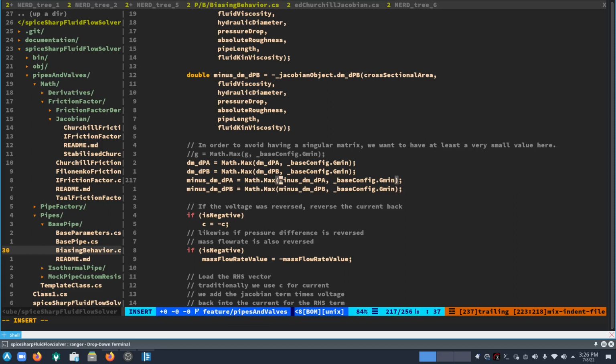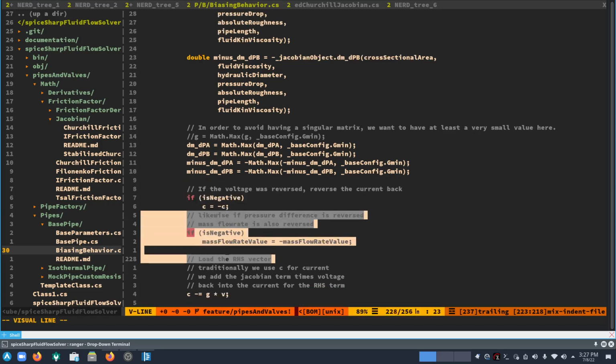So what I'll do is I'll put a minus sign here, so that this minus thing is a positive value. So the maximum of the dmdPA, because the minuses cancel out, and the base config G minimum here. I'll have these two things here, and then I'll just add a minus sign in front. That should actually make the code correct. It will do the same function as the above. All right, so this one is if the voltage was reversed, reverse the current back. I just copy and pasted the thing for mass flow rate.